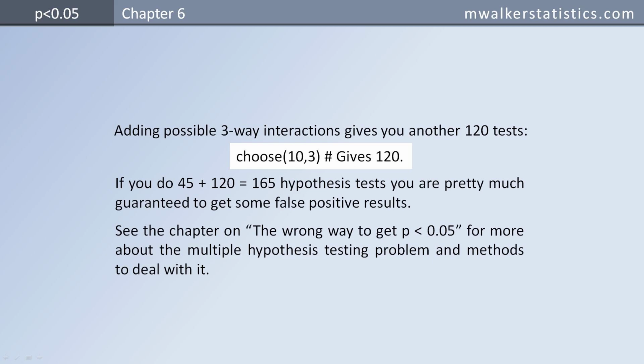If you do 45 plus 120 equals 165 hypothesis tests, you are pretty much guaranteed to get some false positive results. See the chapter on the wrong way to get p less than 0.05 for more about the multiple hypothesis testing problem and methods to deal with it.